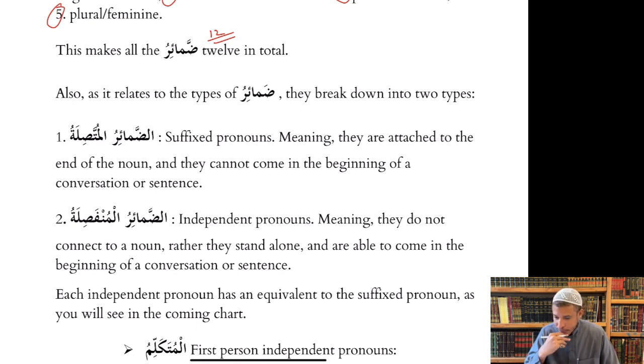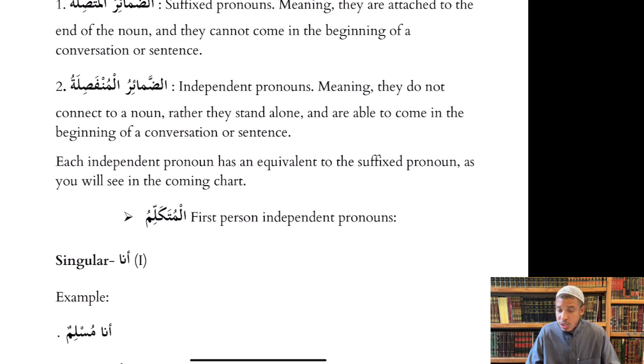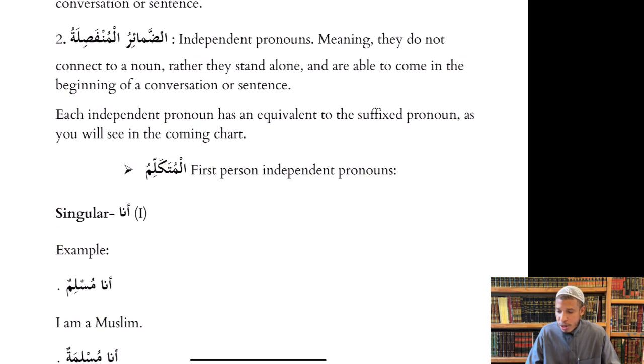Bi-idhnillah. And then we have al-dama'ir al-munfasila, independent pronouns, meaning they do not connect to a noun. They stand alone by themselves. And they're able to come in the beginning of a conversation or a sentence. And each independent pronoun has an equivalent to the suffix pronoun, as bi'idhnillah you'll see in the jadwal, the coming chart.